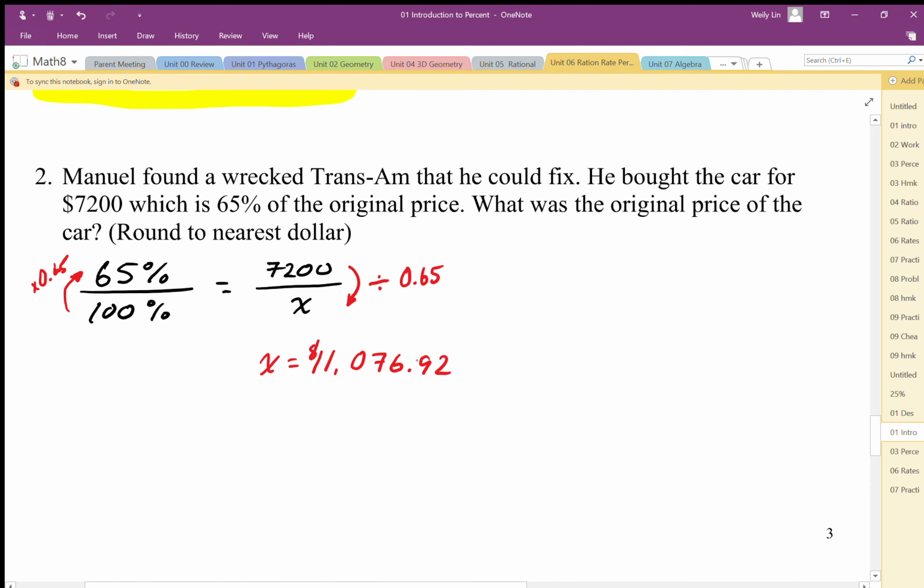Okay, so it's 0.9231, so I have to round that decimal, so I'm going to round it to 92 cents. So that was the original price of this car. So I'm rounding it to the nearest dollar. We should need to round that to $11,077.